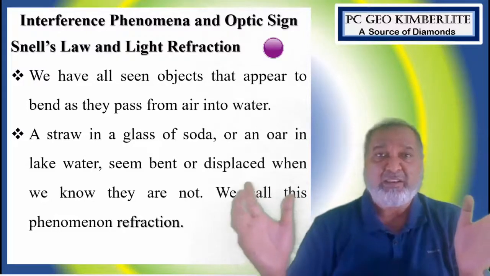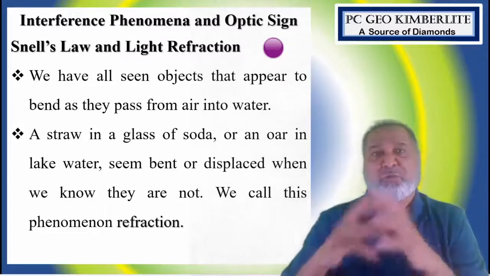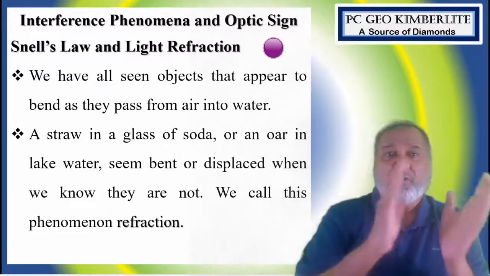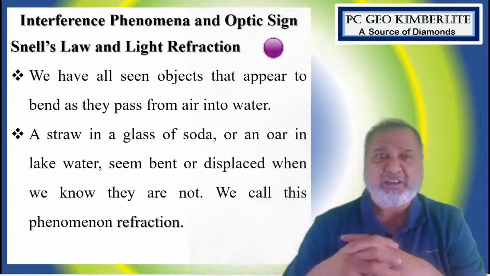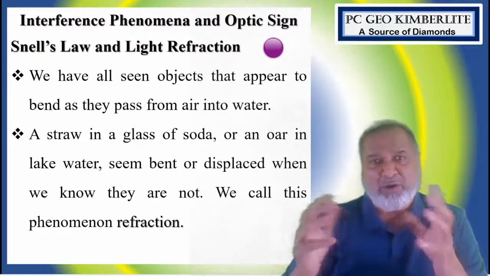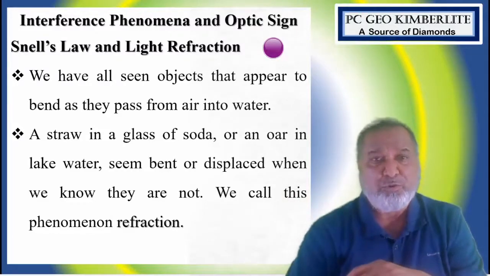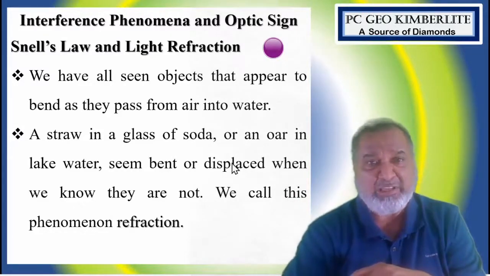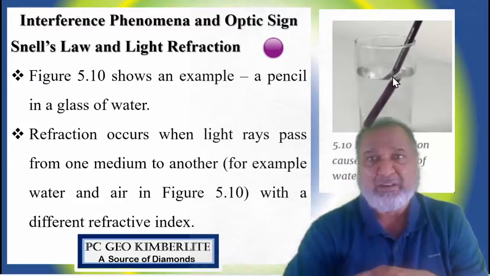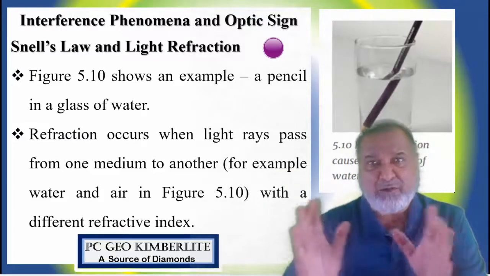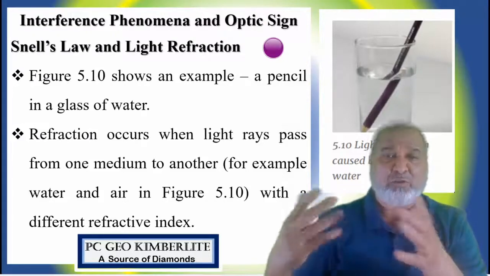Snell's law and light refraction, that is also here to see now. We have all seen objects appear to bend as they pass from air into water. For example, if you consider a straw in a glass of soda or an oar in lake water, it seems bent or displaced when you know it is not. We call this phenomenon refraction. You can see here, a straw has been added, and the split has taken place and it has drifted, but actually it is not so.